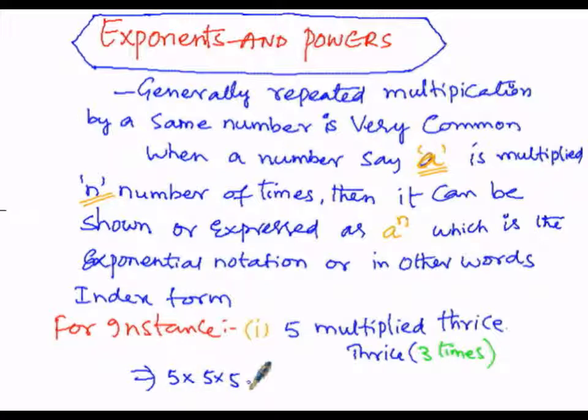Now this can also be written as, since 5 is repeated 3 number of times, 5 to the power of 3, or in other words 5 raised to the power of 3. This is the exponential notation, whereas 5 into 5 into 5 is the expanded form of 5 multiplied thrice. Similarly, 5 cube, that is 5 to the power of 3, is the index form, or in other words exponential notation.